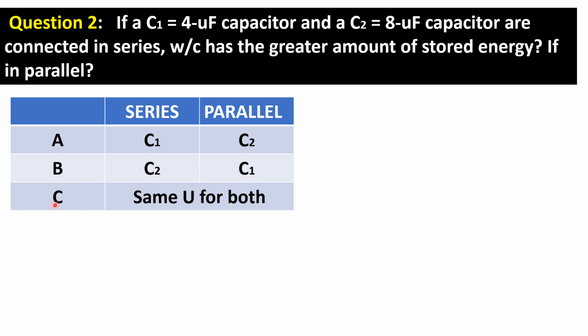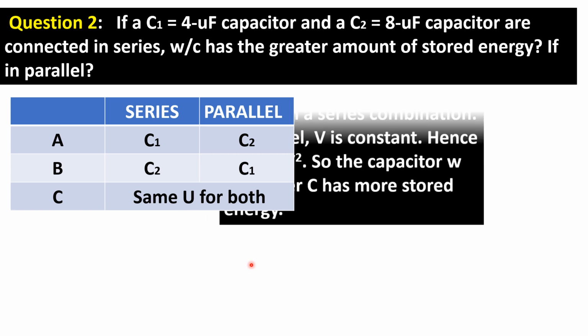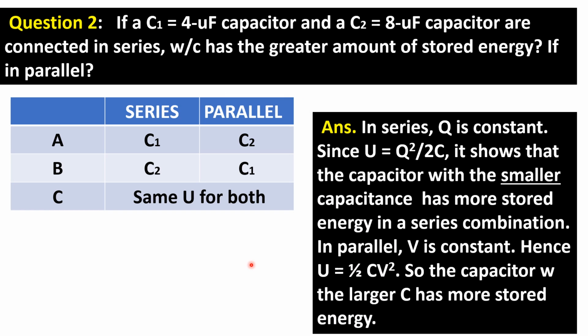Or is it letter C, the amount of stored energy is just the same whether they are connected in series or in parallel? So which among these three options is the correct answer? Here is the explanation. We say that in series, the charge Q is constant.